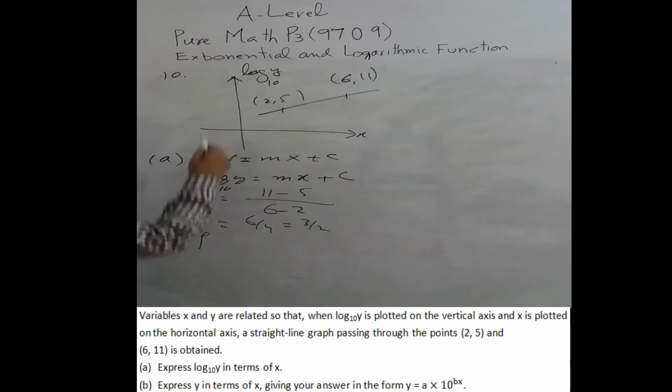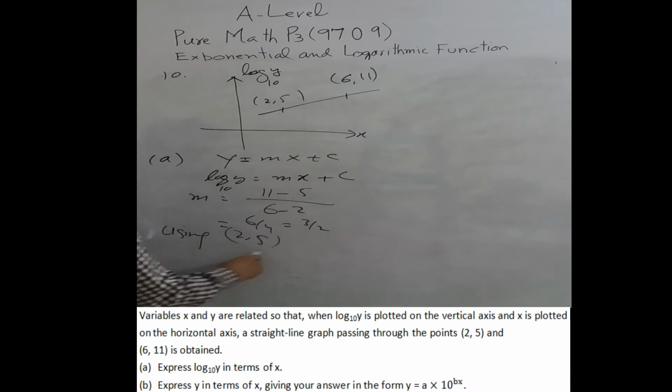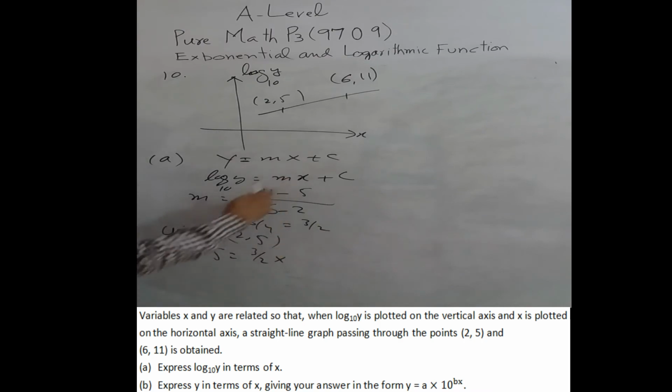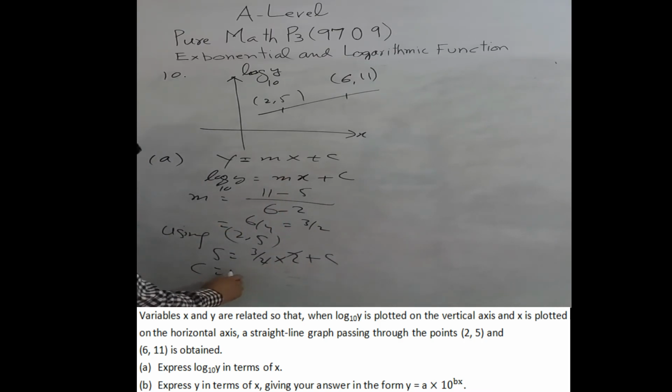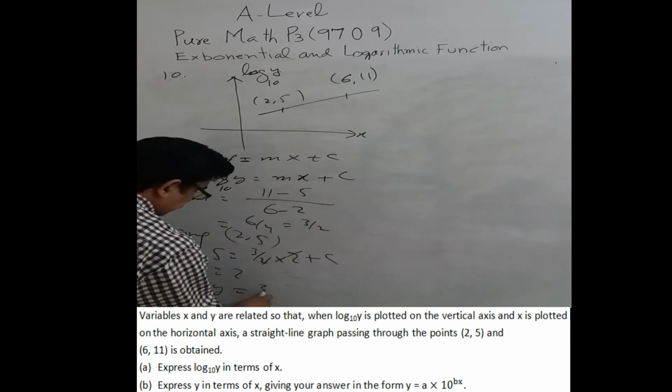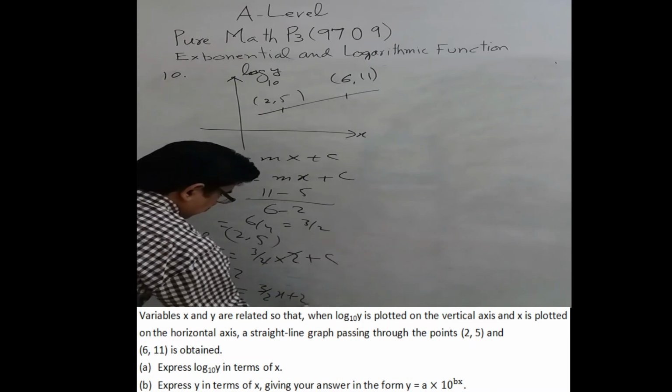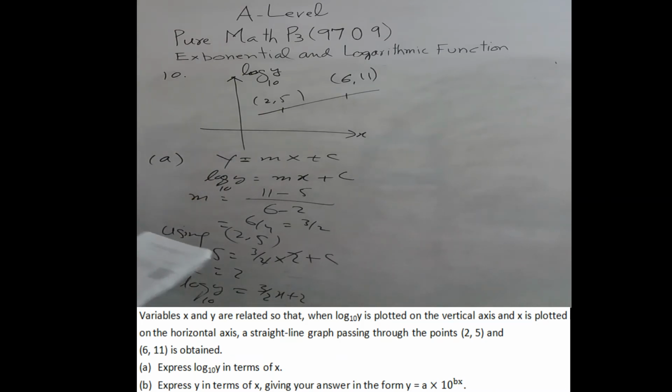Now using the point 2, 5, putting into this equation, we have 5, which is lg y to the base 10, is equal to m, we have found 3 by 2, x coordinate is 2 plus c. From here you will get the value of c to be 2. So we have found the relationship between these two variables. lg y to the base 10 is equal to m, which is 3 by 2 x plus 2. So this is the answer to this part.